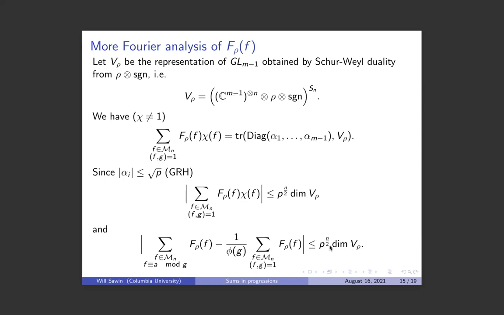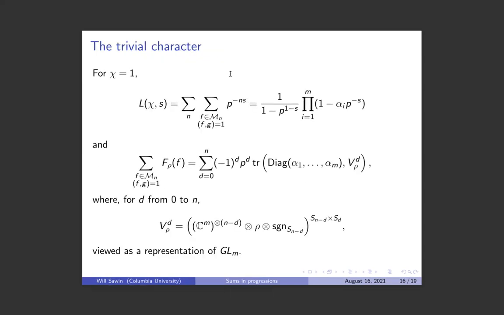And then another thing that I want to bring up, because it will be helpful to understand this main theorem in the end, is the case of the trivial character. I want to give the same formula for the trivial character, even though we were previously happy to take the trivial character and just make that the main term.